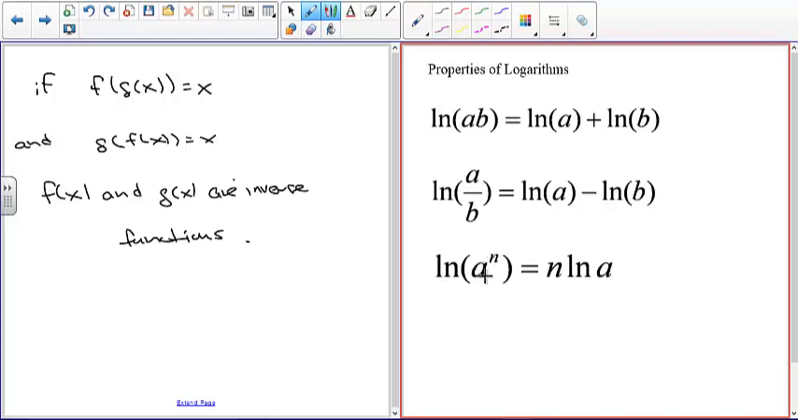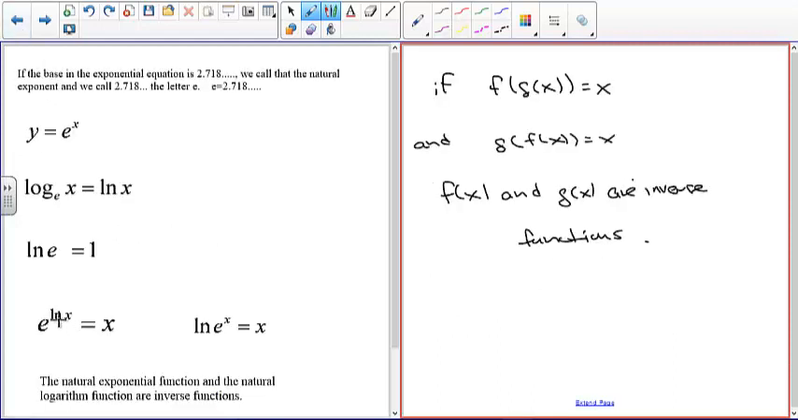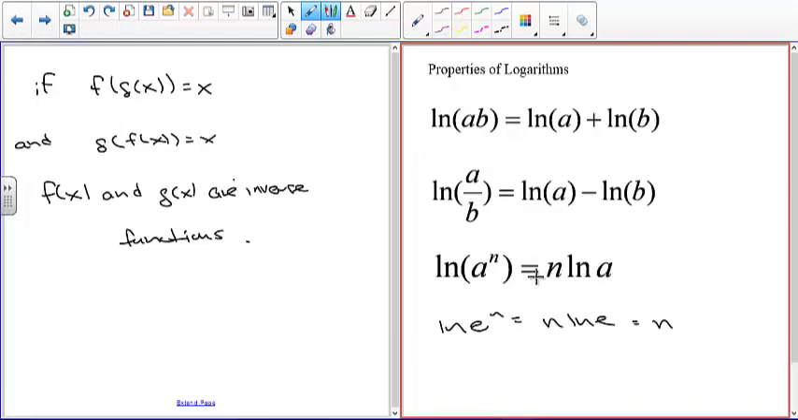In this case, I don't have e here. So this works. The natural log of a to the n is n times the natural log of a. It's also the natural log of e to the n is equal to n times the natural log of e. In this case, the natural log of e is 1, so it's equal to n. That's what I showed over here with e to the natural log of x is x, or the natural log of e to the x is x. So it's kind of using that result for that third property of logarithms.